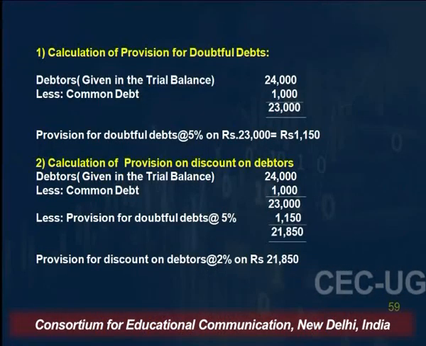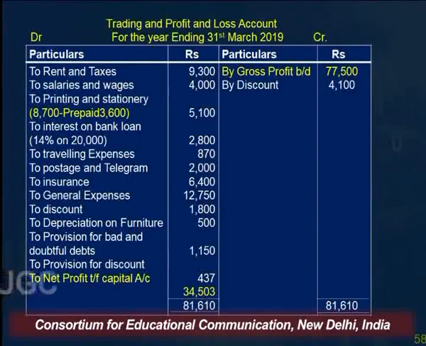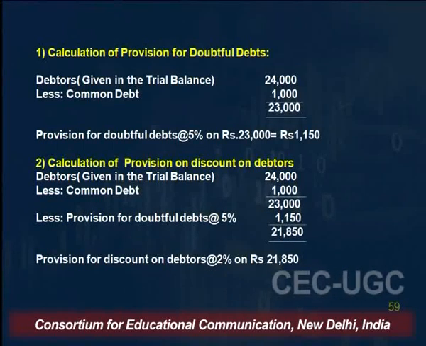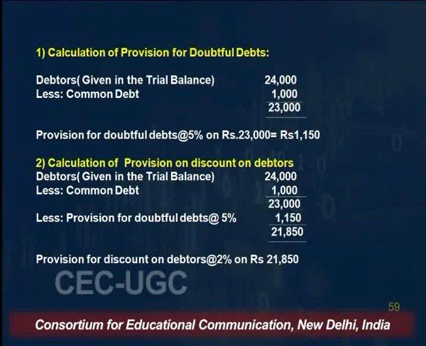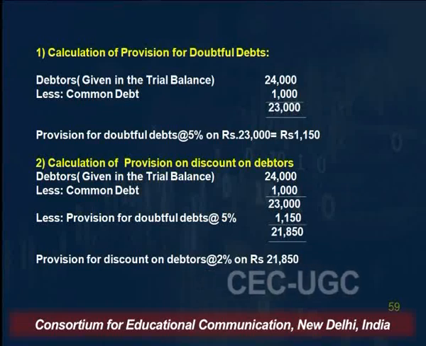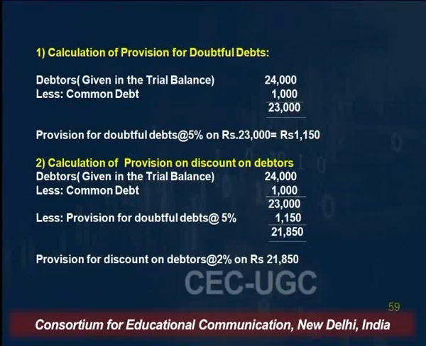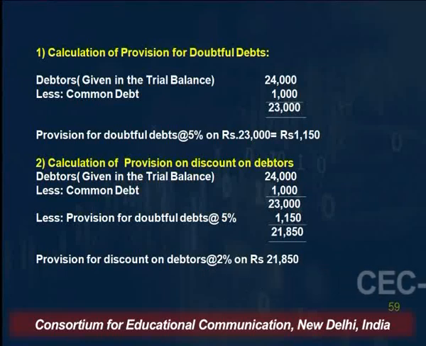How to calculate this provision for doubtful debts? So provision for doubtful debts, which is shown on the debit side of this profit and loss account, is calculated. The debtors which were given in the trial balance were worth rupees 24,000. You need to deduct bad debt before calculating provision for doubtful debts. So 24,000 debtors given in the trial balance, deduct bad debt, which is 1000 here. So the net amount is 23,000, and on this 23,000 the provision would be created at the rate of 5%. This comes to 1150. So this 1150 would be shown on the debit side of the profit and loss account.